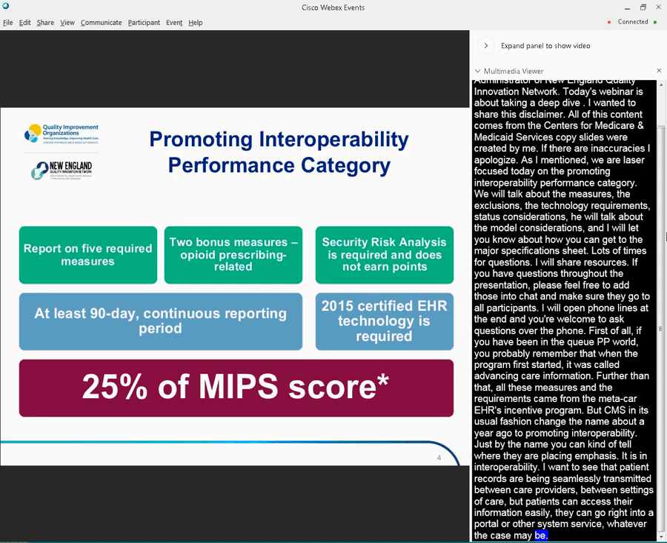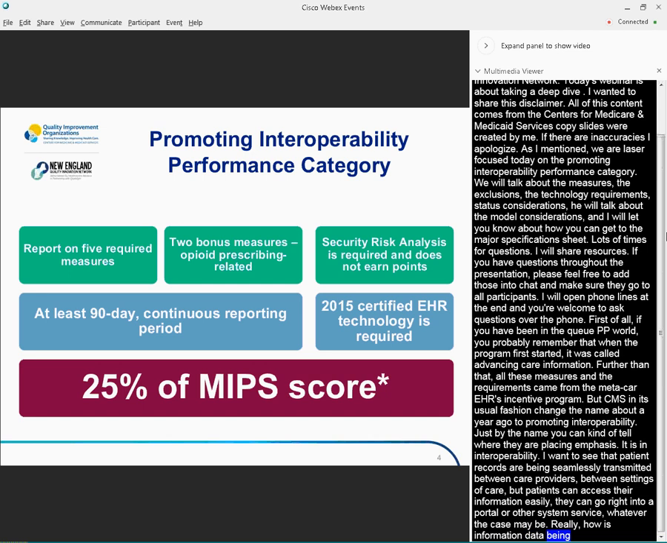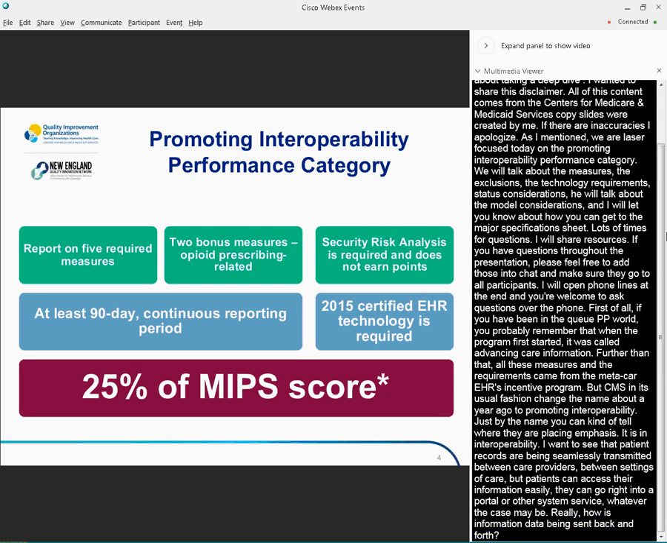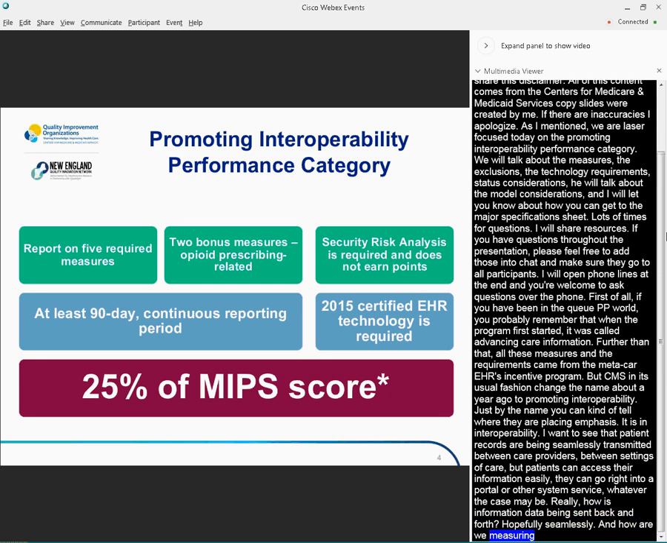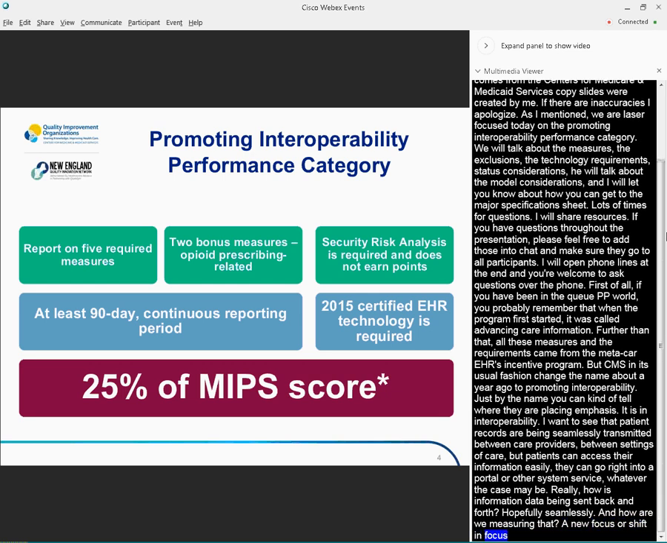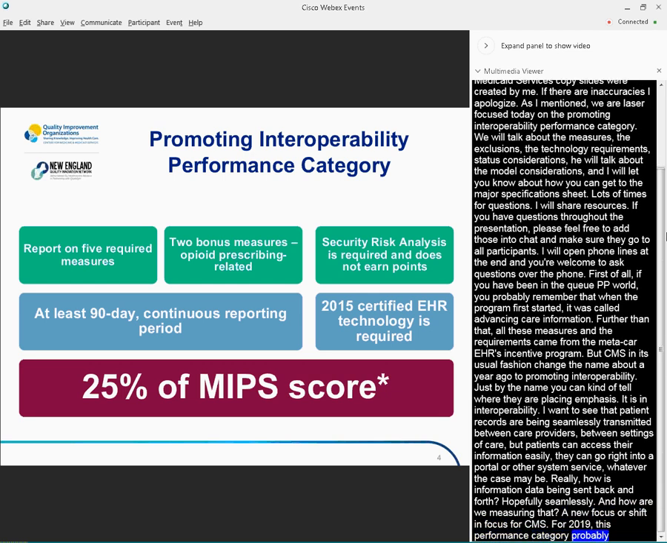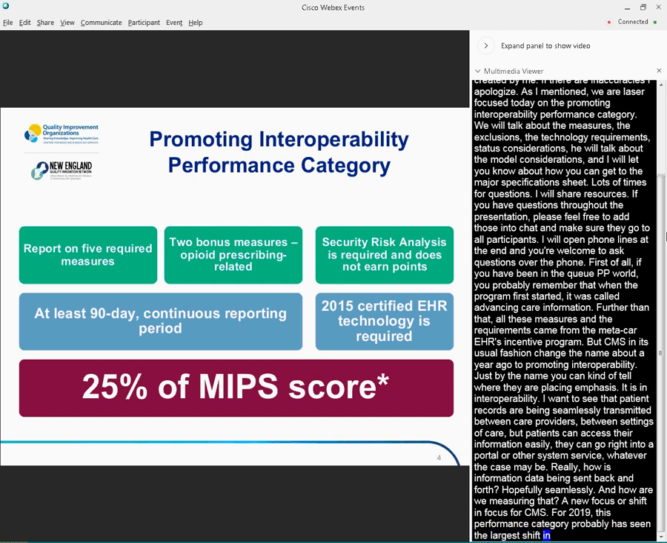So really, how is health information data being sent back and forth, hopefully seamlessly, and then how are you measuring that? So new focus for CMS, or kind of a shifted focus. For 2019, this performance category probably has seen the largest shift in how, one, the category is structured, and two, the scoring methodology.